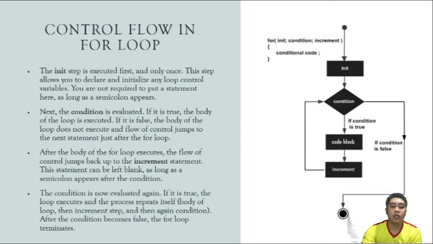Next, the condition is evaluated. If it is true, the body of the loop is executed. If it is false, the body of the loop does not execute and the flow of control jumps to the next statement just after the for loop. After the body of the for loop executes, the flow of control jumps back up to the increment statement. The statement can be left blank as long as a semicolon appears after the condition. The condition is now evaluated again. If it is true, the loop executes and the process repeats itself. After the condition becomes false, the loop terminates. So this is the flow diagram.